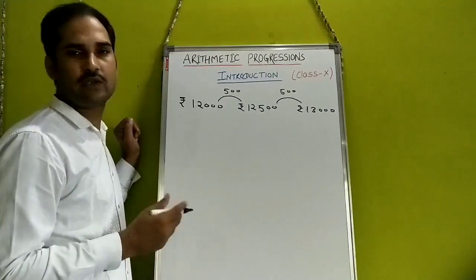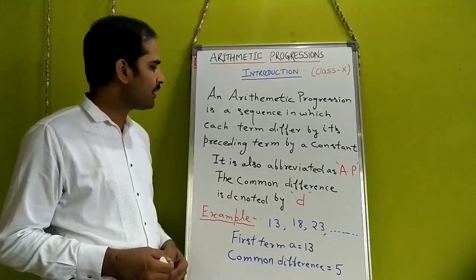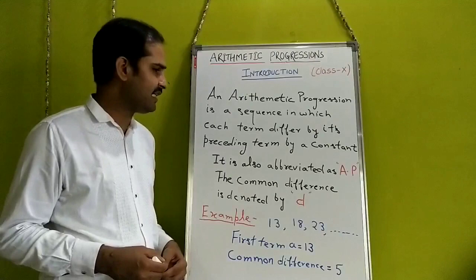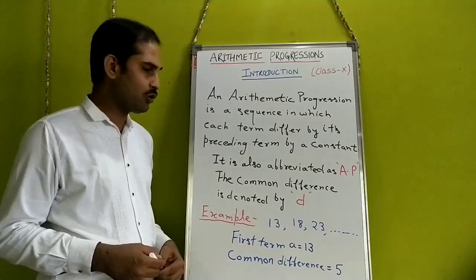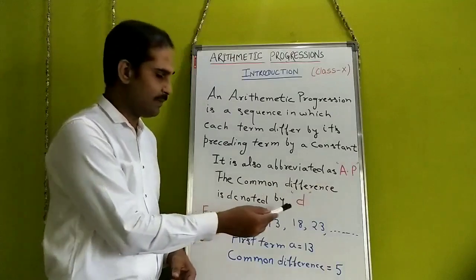Such a sequence is called an arithmetic progression. So, an arithmetic progression is a sequence in which each term differs from its preceding term by a constant. It is also abbreviated as AP and the common difference is denoted by the symbol d.